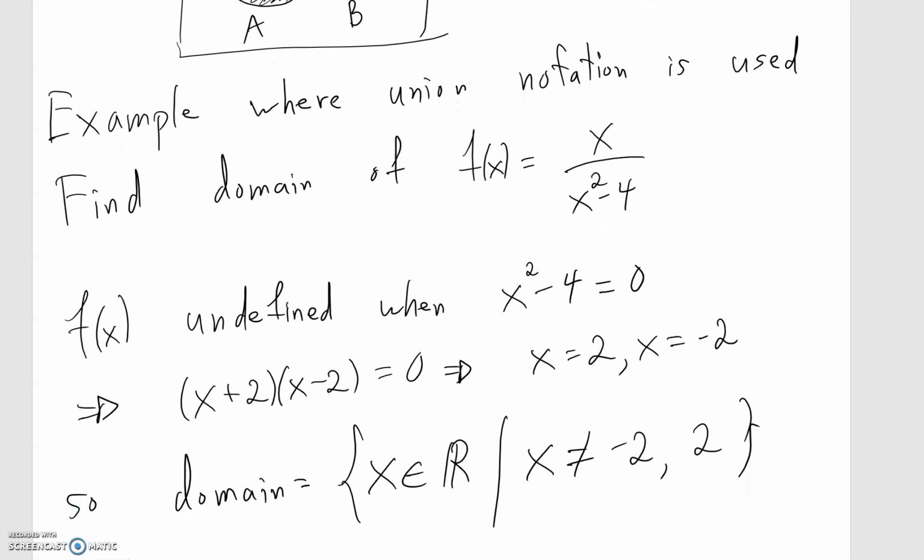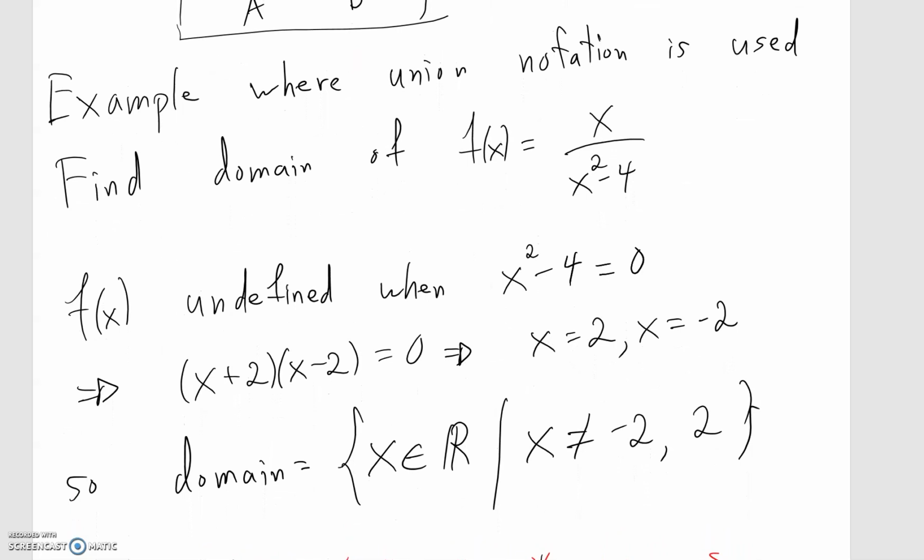So here I have an example where the union notation is used. Let's suppose I asked you to find the domain of this function, f of x equals x over x squared minus 4. Looking back at our lecture for 3.1 so far, we know that this function is undefined when the denominator equals 0. The denominator equals 0 when x equals 2 or x equals negative 2. The domain of this function using set builder notation is the set of all real numbers x such that x does not equal negative 2 and it does not equal positive 2.